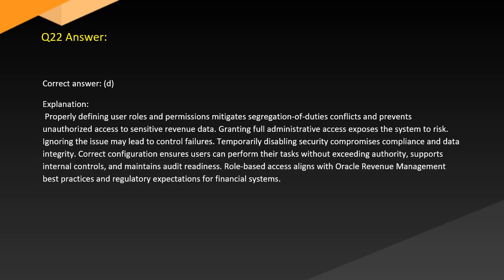Answer. Correct answer, B. Explanation. Properly defining user roles and permissions mitigates segregation of duties conflicts and prevents unauthorized access to sensitive revenue data. Granting full administrative access exposes the system to risk. Ignoring the issue may lead to control failures. Temporarily disabling security compromises compliance and data integrity. Correct configuration ensures users can perform their tasks without exceeding their authority, supports internal controls, and maintains audit readiness. Role-based access aligns with Oracle Revenue Management best practices and regulatory expectations for financial systems.